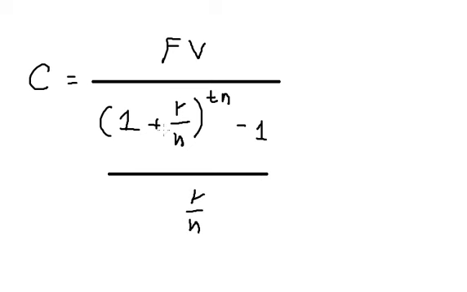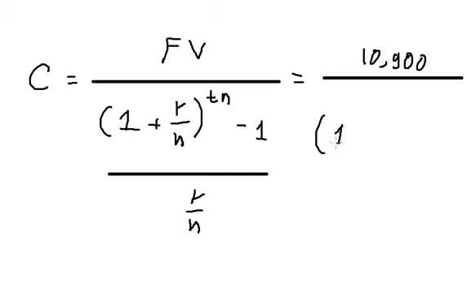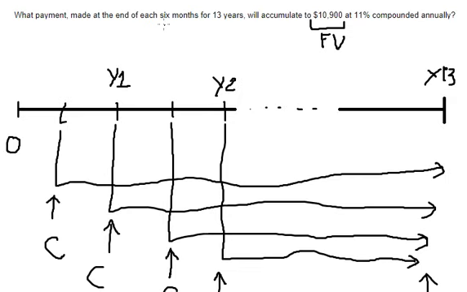Now we just put the values in here. The future value, that's this one, 10,900. Next, for R, we have 11%. And N should be number 2 because every 6 months, that means in 1 year we have 2 times of 6 months. That means N equals 2.